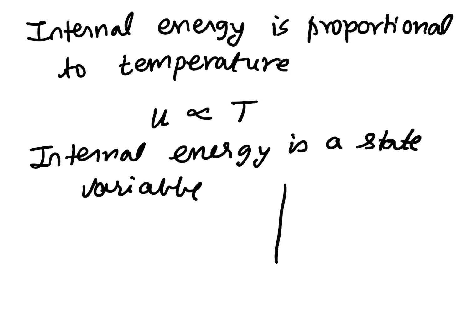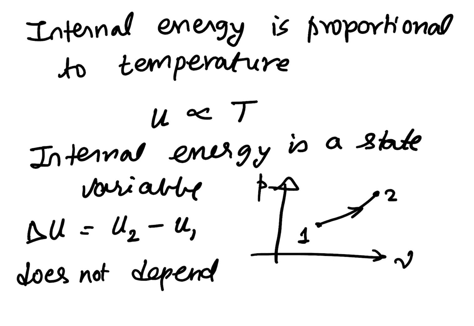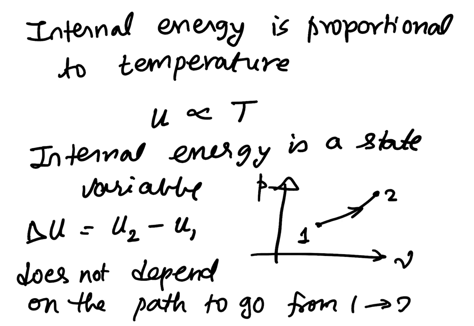Meaning if you have a process, let's say pressure and specific volume go from state 1 to state 2, the change in internal energy U is simply the internal energy at state 2 minus the internal energy at state 1. It doesn't depend on the path to go from 1 to 2.